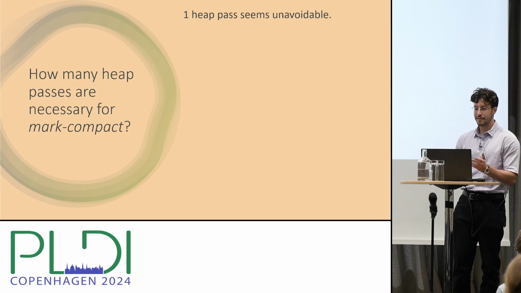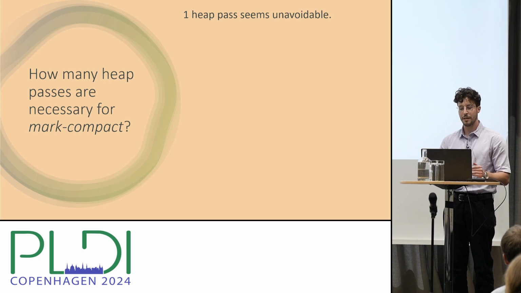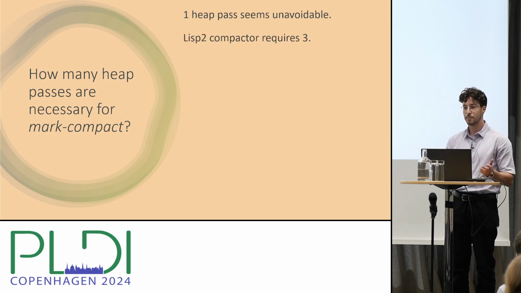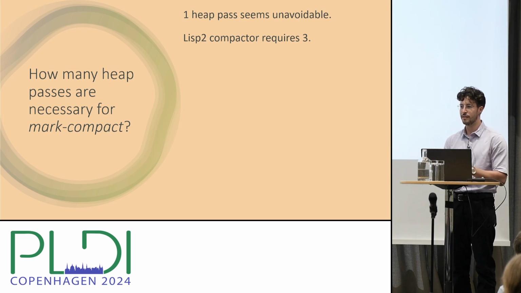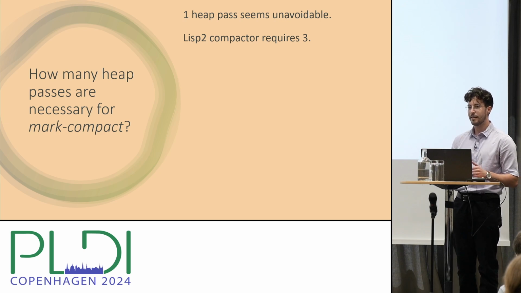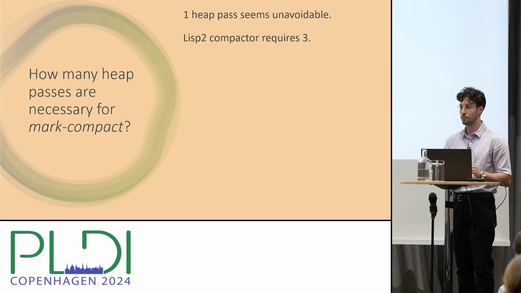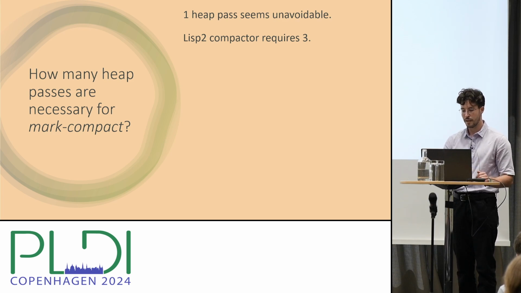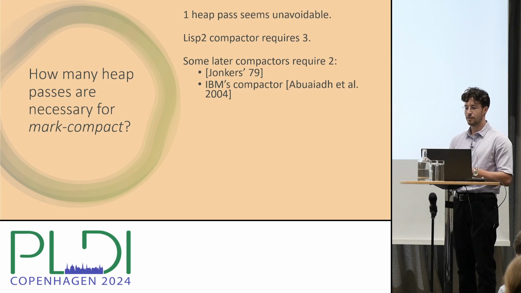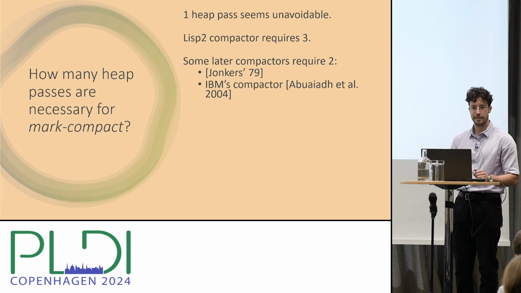Previously, in the past, compactors required 3 heap passes. An example for that is the Lisp2 compactor, which in the first heap pass installed forwarding information inside of objects. Then in the second pass, it used this information to fix pointers. And in the third pass, it actually moved the objects. Later, there have been compactors that only required 2. We will delve into some of them later in this presentation. Examples for that are the Jonkers threaded algorithm and IBM's compactor.